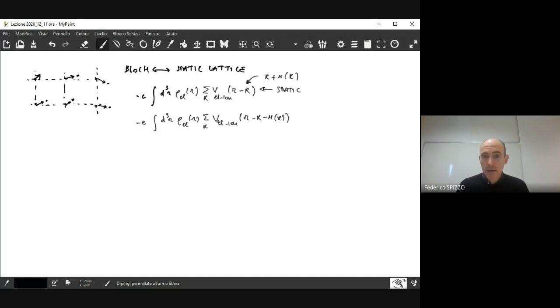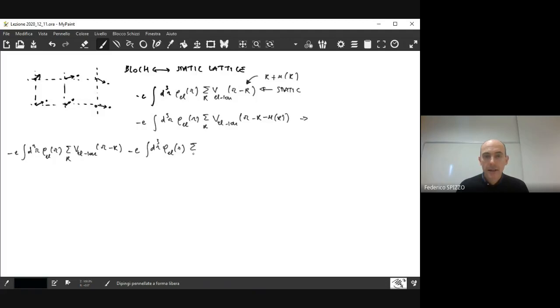quadratic approximation, that is, if we try to make a Taylor expansion of the electron-ion interaction potential, then we have that this is minus C, then the integral over the position of the electronic density, then we have the sum over R of the electron-ion interaction potential evaluated, let's say, at the equilibrium, so static situation. Then we have the perturbation. So we have minus C, d3R, the electronic charge density.